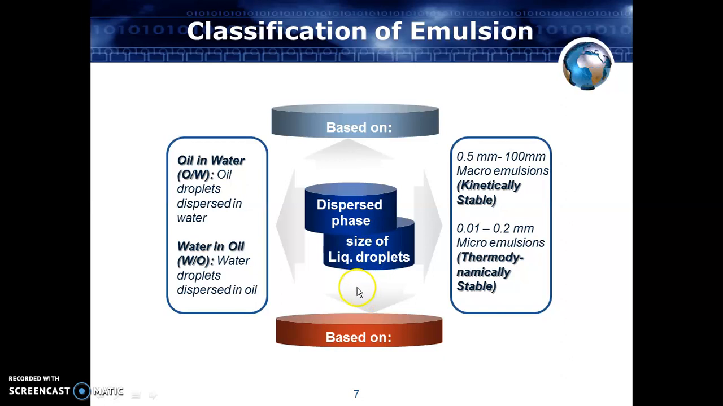Based on the size of liquid droplets, we can classify emulsion as macro emulsions and micro emulsions. What are macro emulsions? These are kinetically stable systems in which the droplet size range is 0.5 micrometer to 100 micrometer. In the case of micro emulsions, these are thermodynamically unstable systems in which the globule size is in the range of 0.01 to 0.2 micrometer.